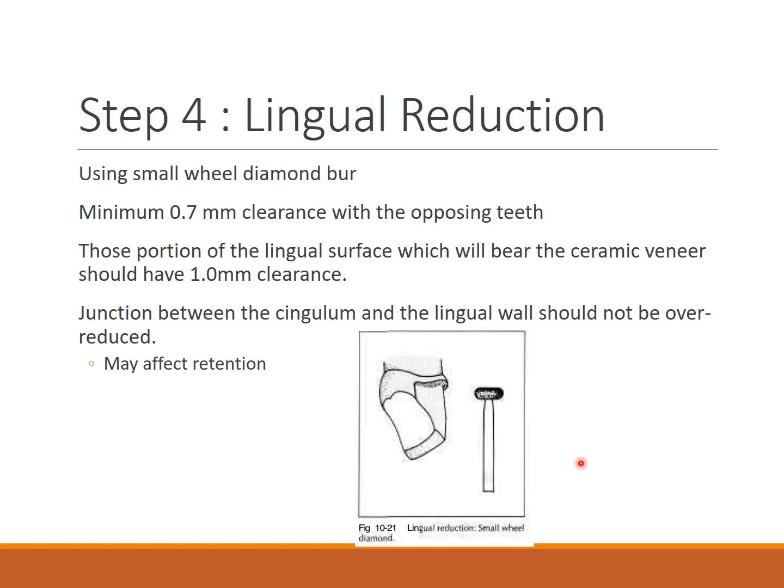So it's better to have a little more than a little less, guys. Very slightly more, or to the point, is the best. Less reduction will lead to problems in preparing the crown, and especially problems for the lab person, because while fabricating there will be less surface to put the two layers of the crown. The junction between the cingulum and the lingual wall should not be over reduced, so we have to keep a margin there. Otherwise it will affect the retention.